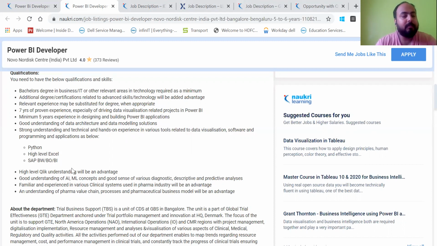So if you look into this job opening, they have mentioned the job name as PowerBI developer. But what they are looking for is someone who has knowledge about AI ML concepts also, someone who is very good with Python and Excel, someone who has experience of SAP BI. So it's not just about PowerBI. Got it? Let's move to the next job opening.